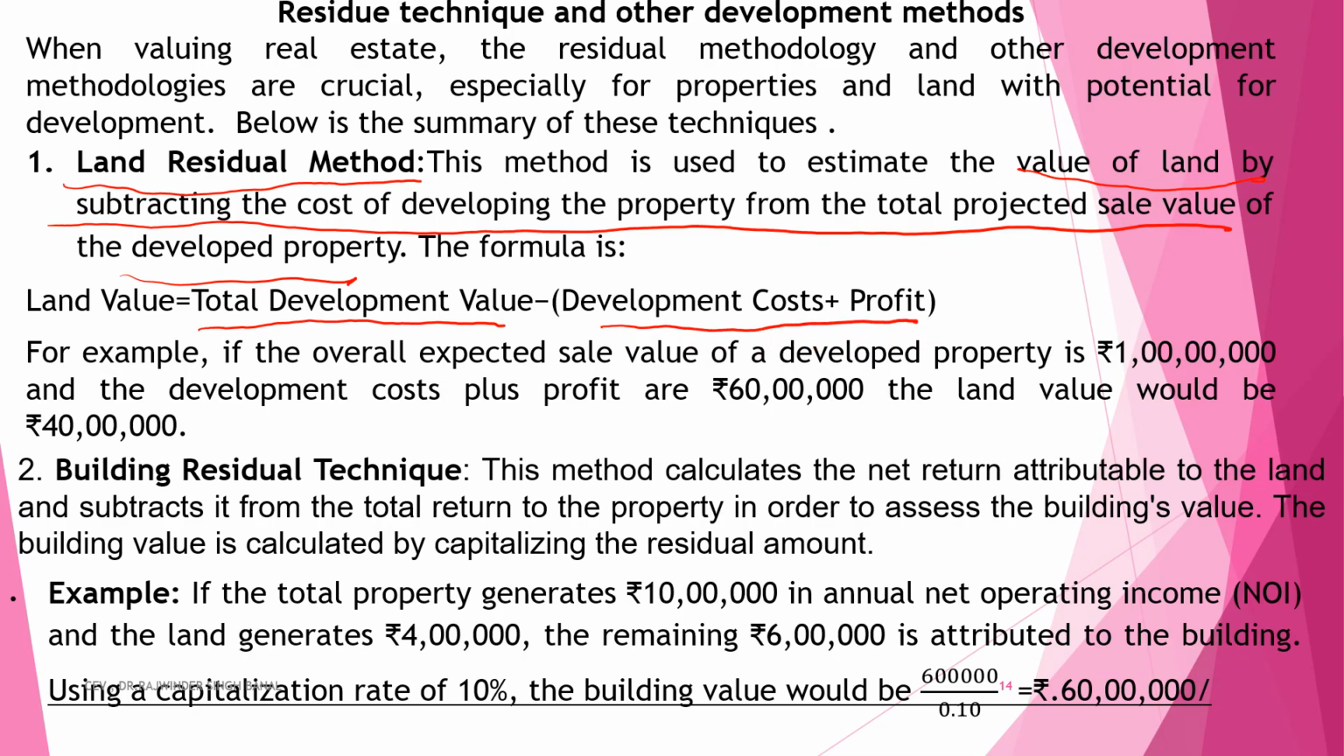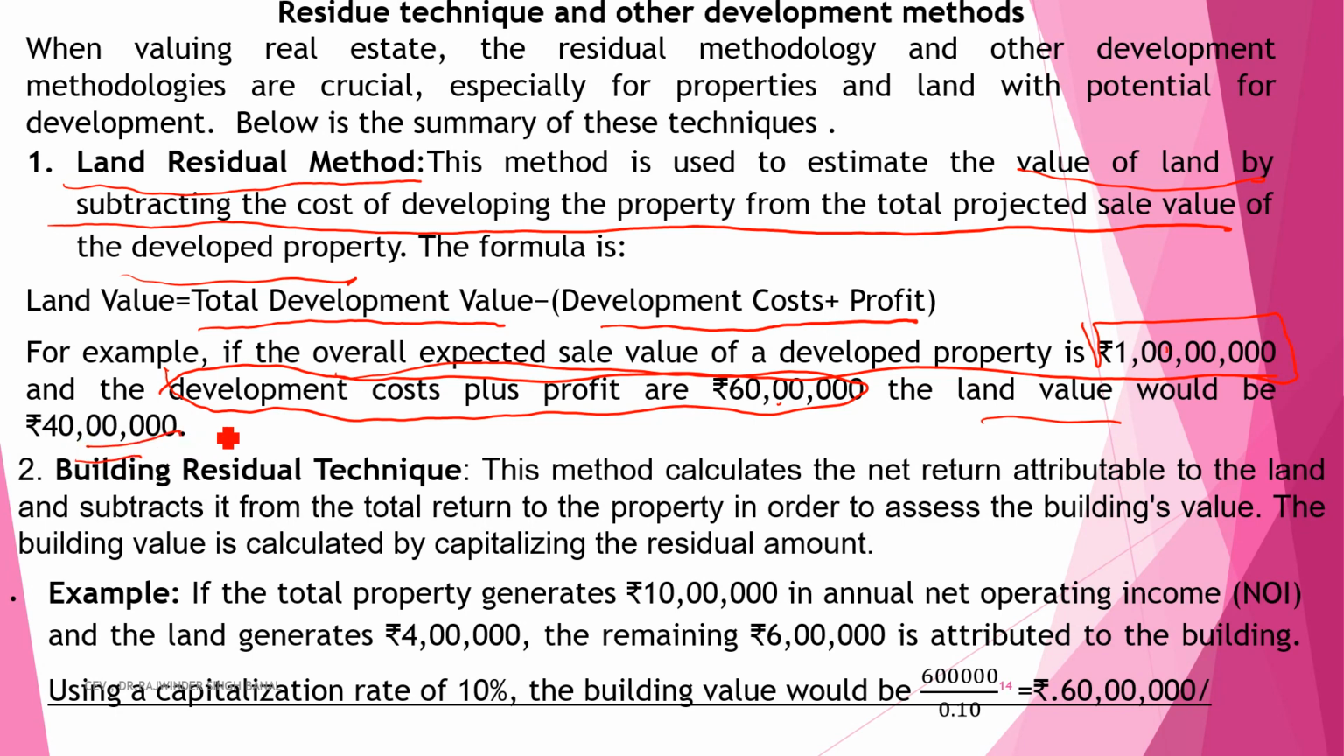For example, let us suppose the overall expected sale value of a developed property is 1 crore, and the development cost or building cost plus profit is 60 lakh. Then what will be the land value? Land value will be 1 crore minus 60 lakh, which equals 40 lakh. So this is how land value can be calculated.